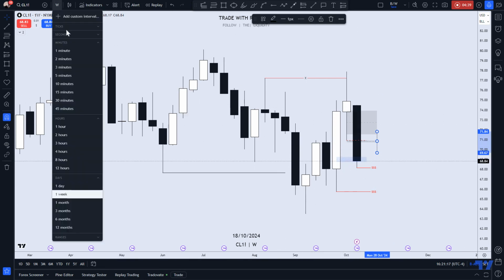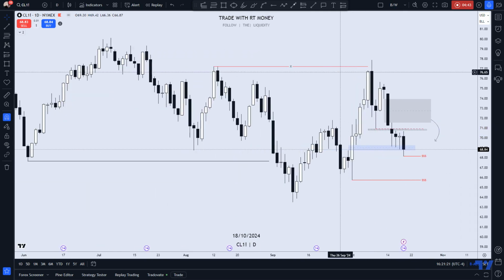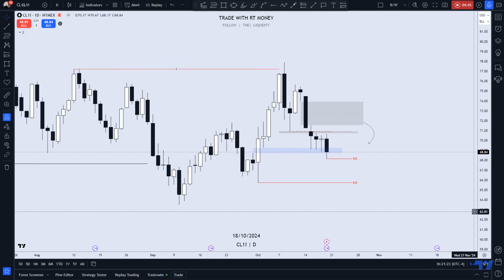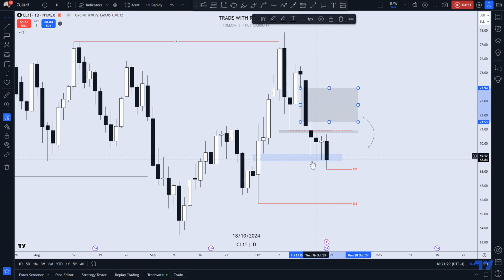You understand? If we go to the daily, what do we see? All right. The daily gives us some good stuff here. You see this? That is a bearish fair value gap, fully formed. And this gives us an indication that there is support for lower pricing. All right. Where is price right now? Right in the middle of this bullish fair value gap.